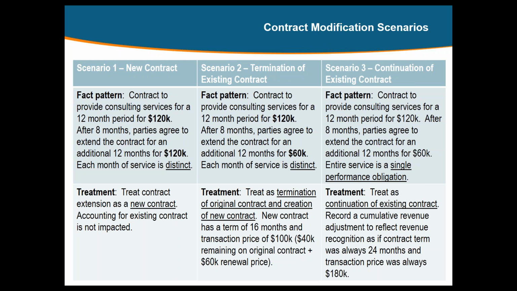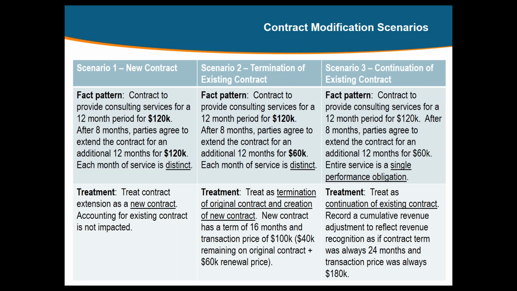So a couple points to note here. First, this concept of distinct. That's really a step two, identify the performance obligations concept. Like, is the promised good or service dependent in any way on other promised goods or services, or does it provide value to the customer independent of the other promised goods or services?